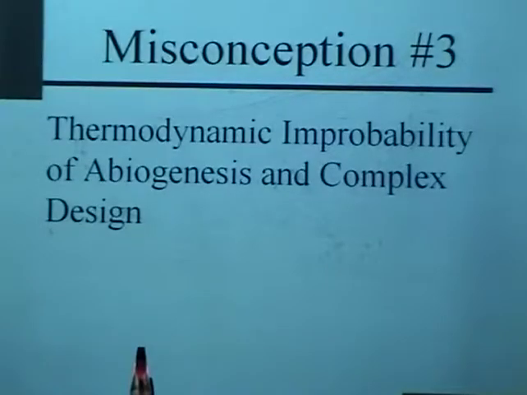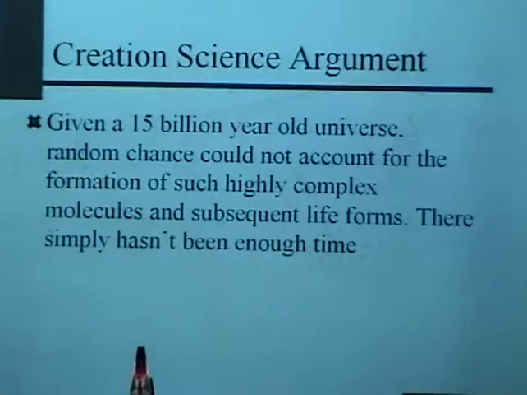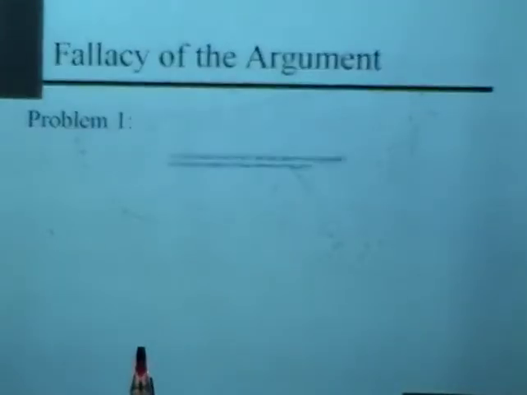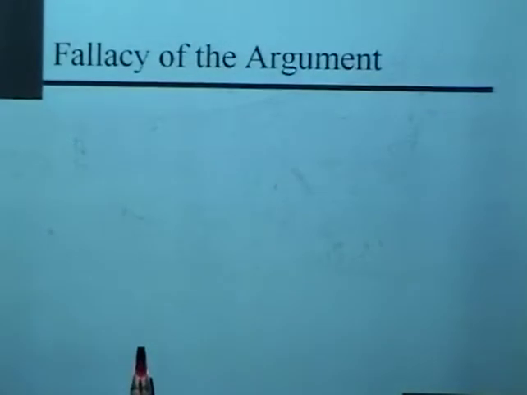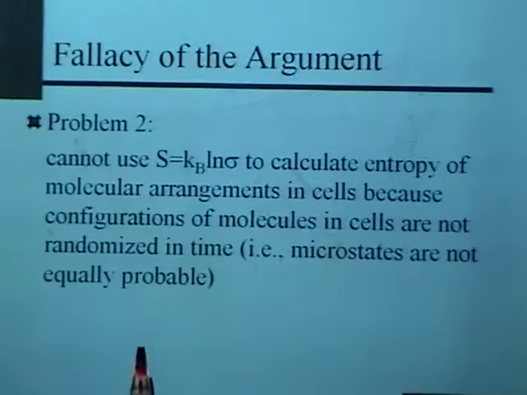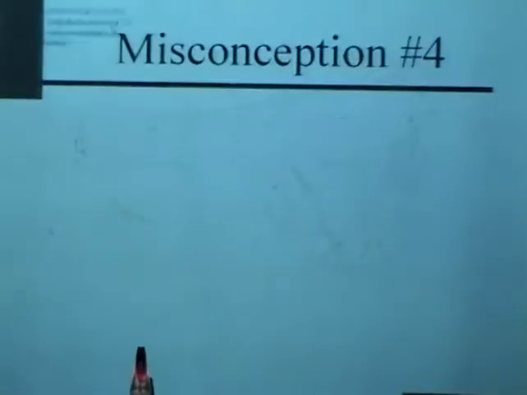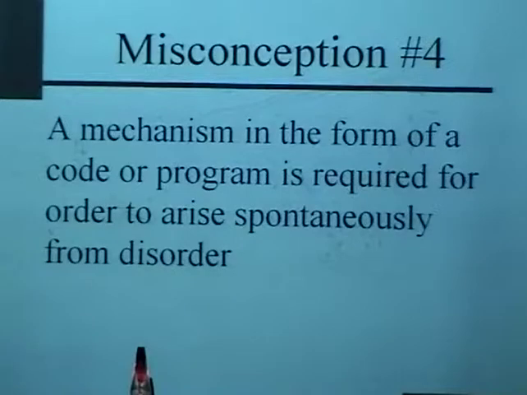This I think I'm going to skip. This is an interesting idea that I've come across in some of the creation science literature, the improbability of abiogenesis or complex design, but we're going to skip this and go on. I'm sure there's a faster way to do this here. Let's take a look at this.